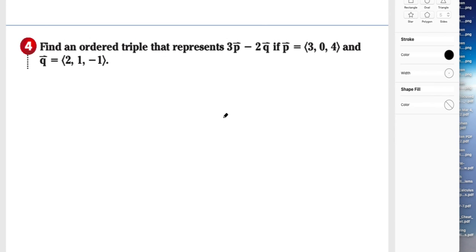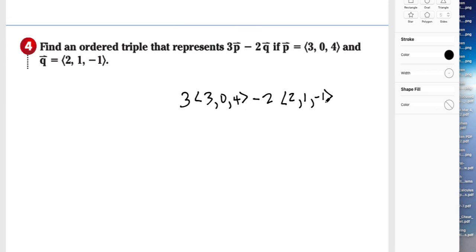So here we're asked to find an ordered triple that represents 3 times the vector p minus 2 times the vector q, if vector p is represented by the ordered triple 3, 0, 4, and vector q is represented by the ordered triple 2, 1, negative 1. All right, so this is going to be a lot like we did last time. So 3 times p is scalar multiplication, like we did before. I'm going to write it out like that, and then subtract from that 2 times vector q, which can be written like this.